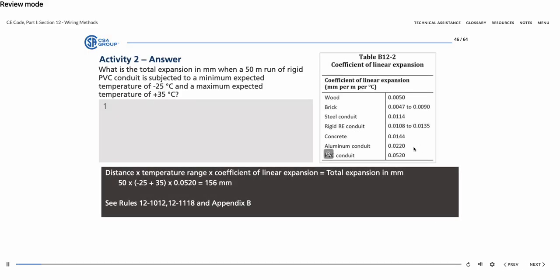In this example, the run of PVC conduit is 50 meters long, installed in an area with a temperature range of minus 25 degrees Celsius to plus 35 degrees Celsius. Using the coefficient of linear expansion from Appendix B for PVC conduit, it is determined that the total conduit expansion will be 156 millimeters. Because Rule 12-1118 limits expansion to 45 millimeters, 156 millimeters is divided by 45.